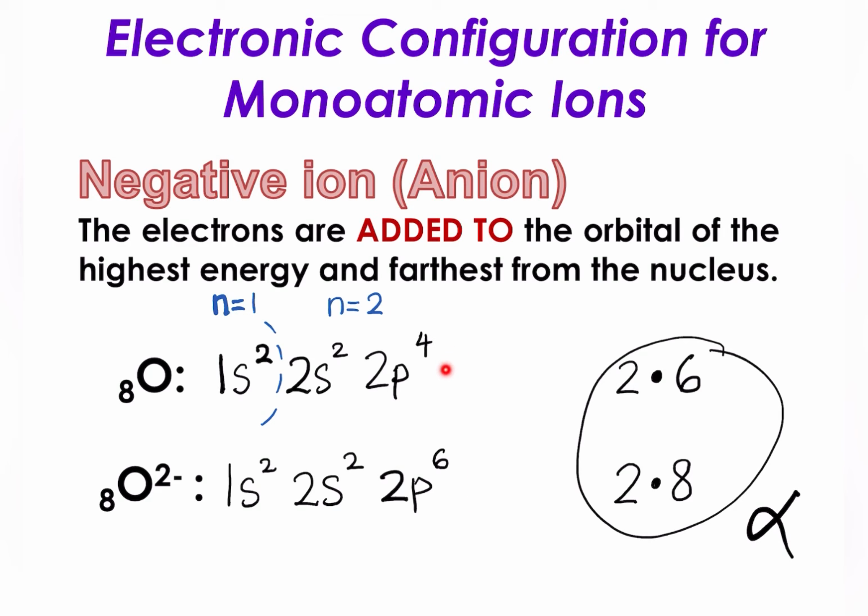We know that in oxygen ada 8 electrons. In O2 minus kita ada 10 electrons. So that's all for this part.